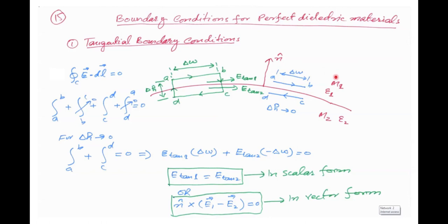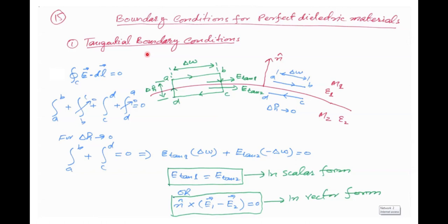So let us consider a boundary, which is represented by a red line, between two different dielectric materials, material 1 and material 2. The permittivity of material 1 is different from the permittivity of material 2. First, let us define the tangential boundary condition at the interface between two different mediums.